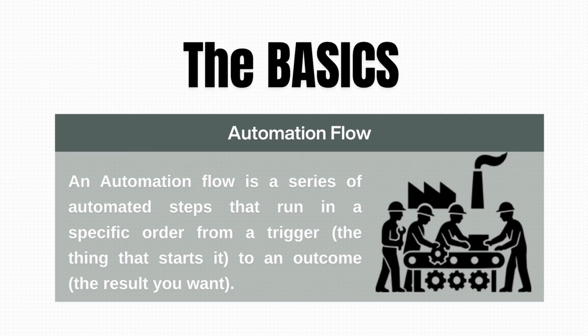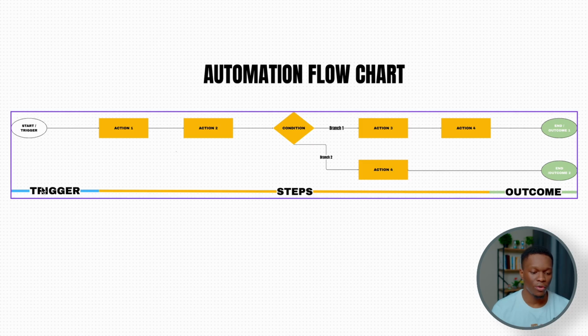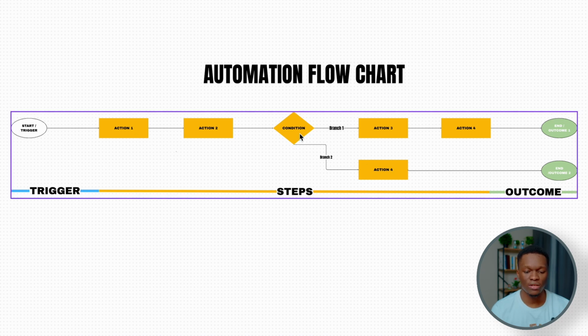All right, let's start with the basics. An automation flow is a sequence of automated steps that run in a specific order from a trigger to an outcome. Every automation has 3 main layers. Here on my automation flow chart, you can see here on the left end, the trigger, which is the start of the automation. We have in orange all the steps or actions. So within the steps, we have actions and conditions. We have branches as well. And finally, we have the outcome here on the right hand in green.